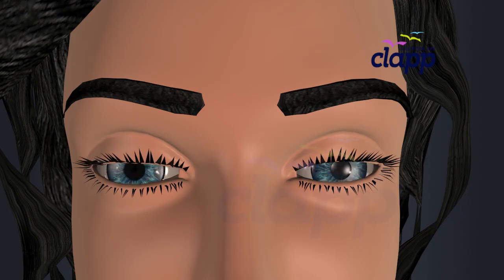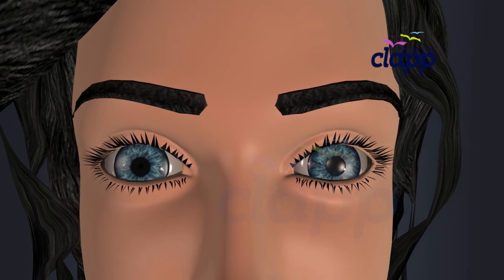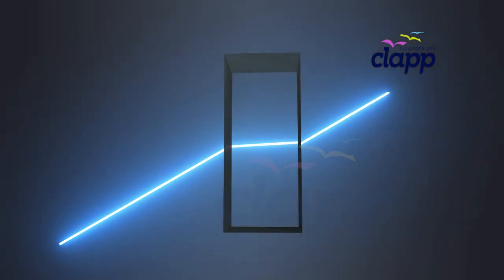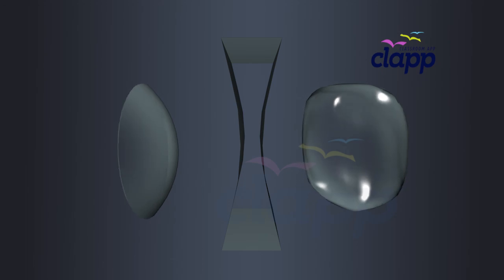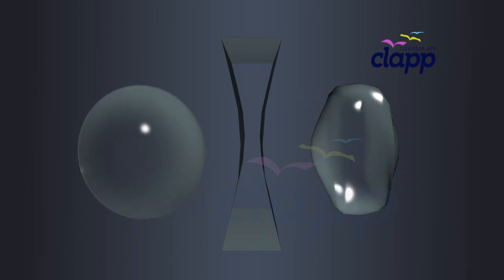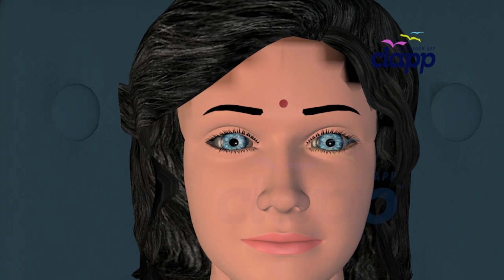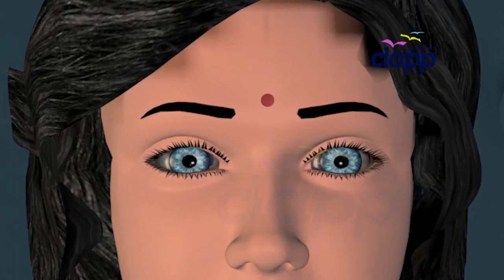Chapter 10. The Human Eye and the Colorful World. You have studied in the previous chapter about refraction of light by lenses. You also studied the nature, position, and relative size of images formed by lenses. How can these ideas help us in the study of the human eye?